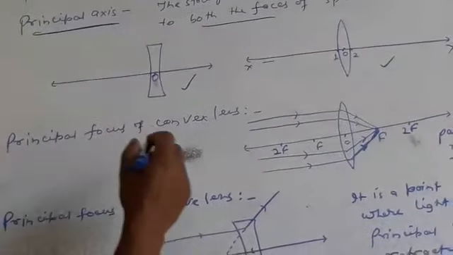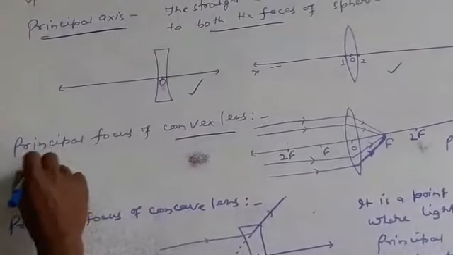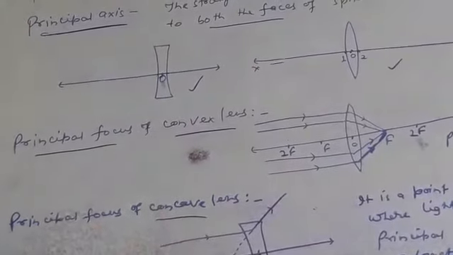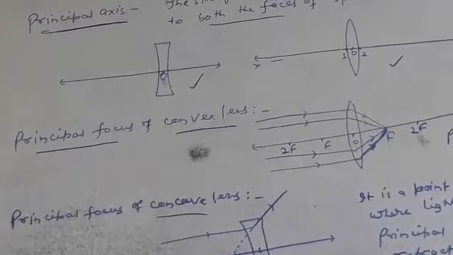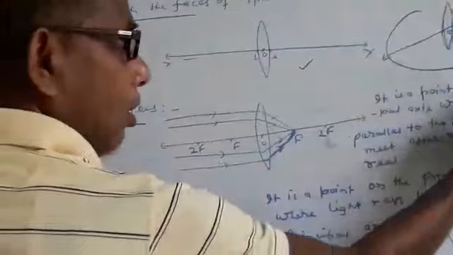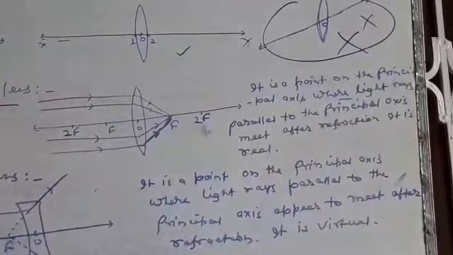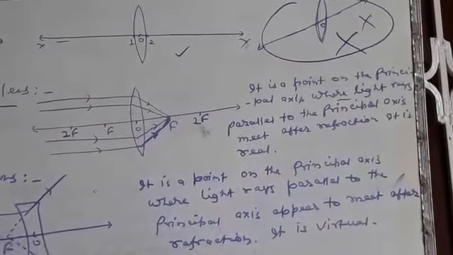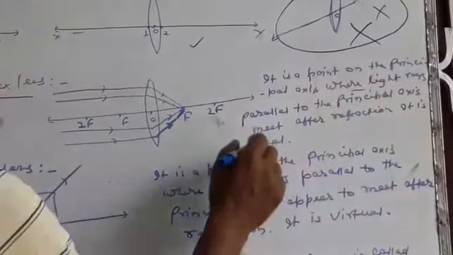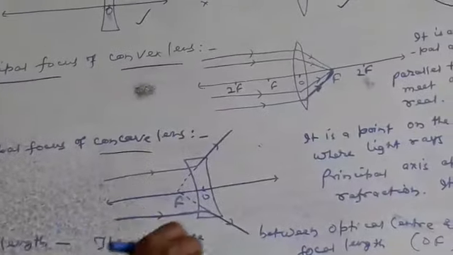Now, principal focus of convex lens. Likewise for mirrors, the definition of principal focus is different for convex lens and concave lens. First of all, I have to define principal focus of convex lens. It is a point on the principal axis where light rays parallel to the principal axis meet or intersect after refraction. It is real. This means the principal focus of a convex lens is real.